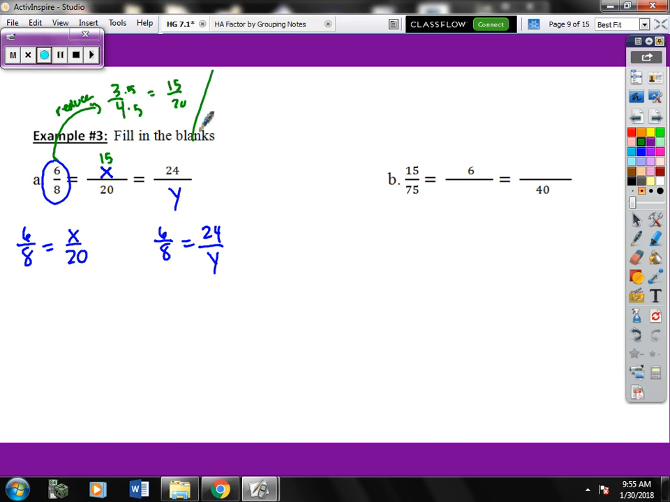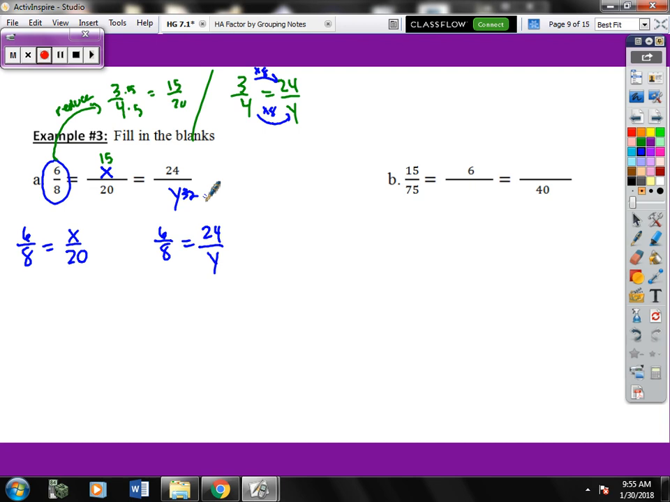Do the same thing. We have 3/4 has to be equivalent to 24 over y. What do you think y would have to be? How do we get 3 to become 24? Multiply by 8. So 4 times 8 would get me 32.